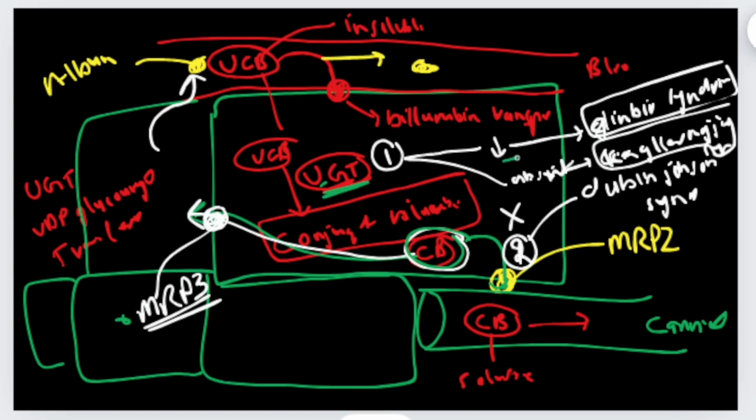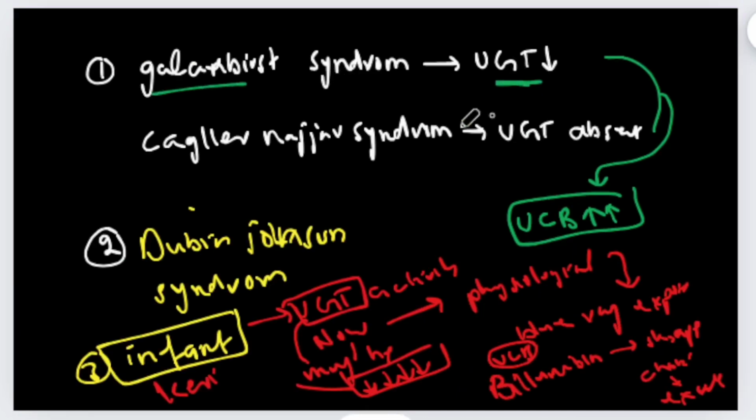And the second thing is that the conjugated bilirubin enters into the bile canaliculi by the MRP2 transporter. But if MRP2 is absent, it causes another syndrome called Dubin-Johnson syndrome. So the conjugated bilirubin will increase in that. So first is Gilbert syndrome, the second is Crigler-Najjar syndrome, and the third is Dubin-Johnson syndrome.